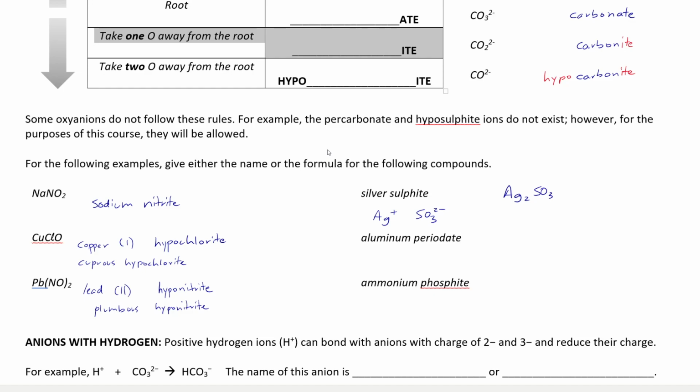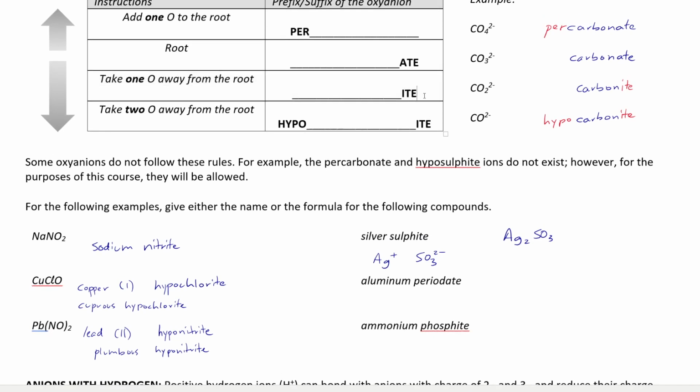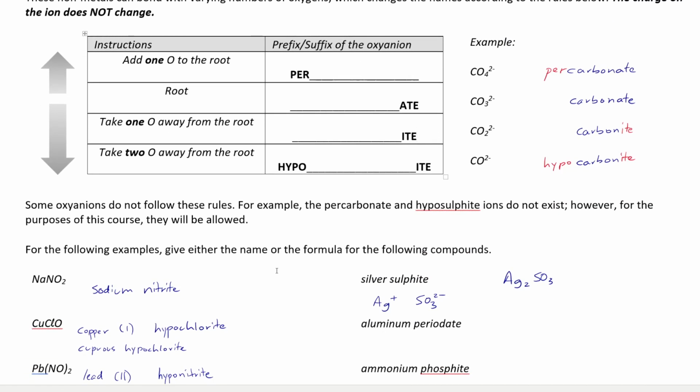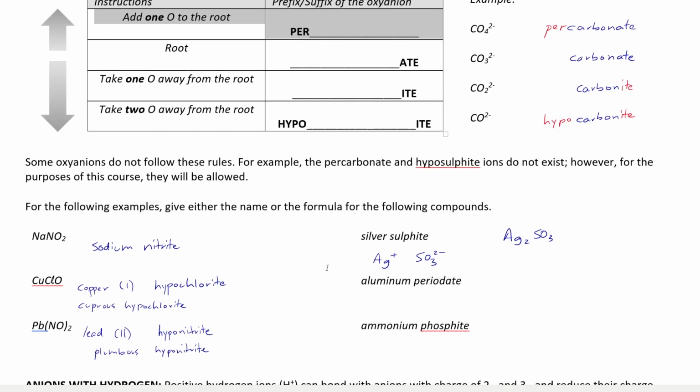Aluminum periodate. So iodate, we'll take a look up here. Iodate is IO3 negative. So periodate means that I have added an oxygen to the root. So periodate is not IO3 but IO4 negative. Aluminum is Al3 positive. So then I have Al, bracket IO4, 3, and that's aluminum periodate.